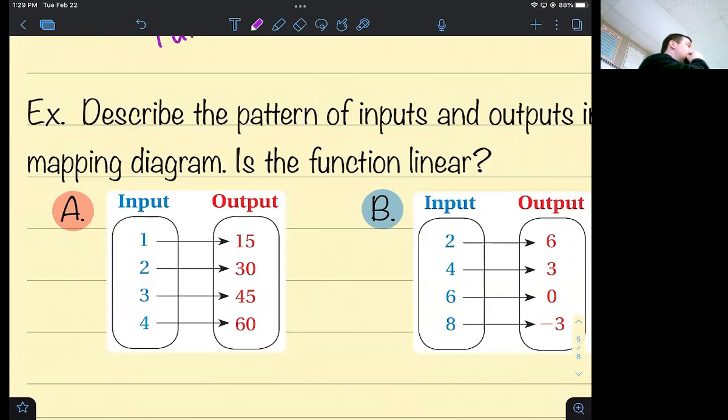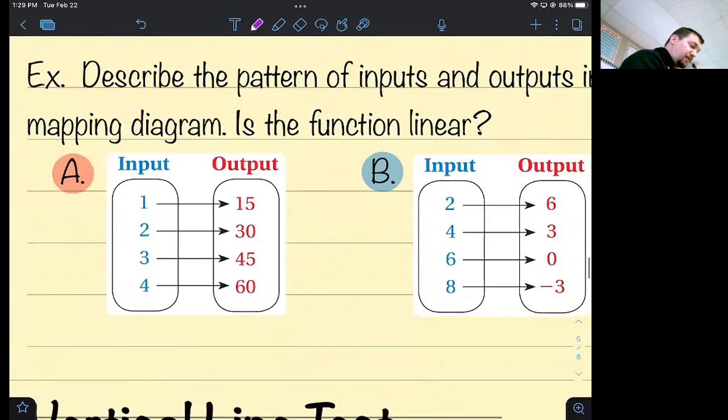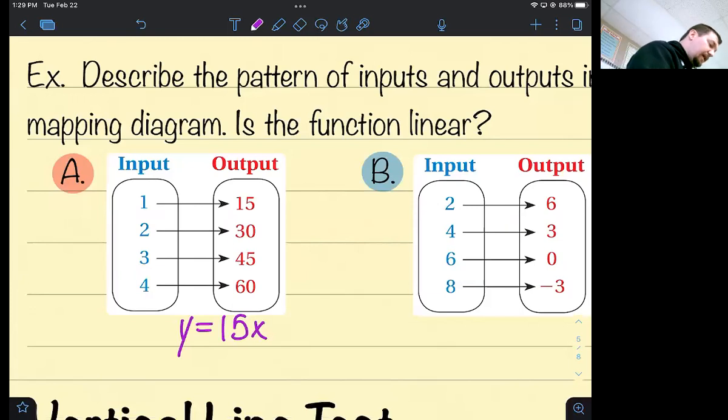Okay, so what he said is it's linear because the output is always 15 times the input, which means if I were to write the equation for this one, the output Y is always 15 times the input. Is that an equation of a linear function? Yeah, it's in slope-intercept form. And what's the y-intercept for this function? Sky? 0. Yeah, it goes to the origin. Okay, so this one's totally linear.